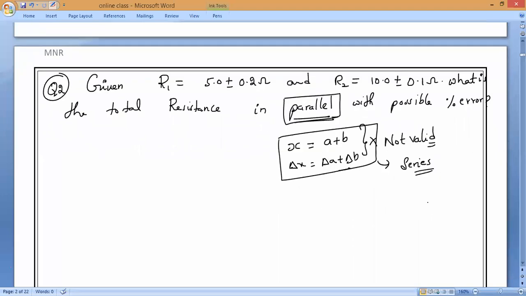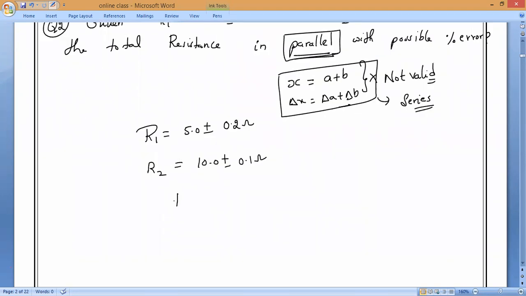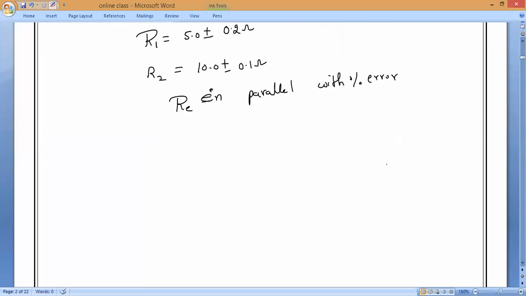Given data: R1 is equal to 5 plus or minus 0.2 and R2 is equal to 10 plus or minus 0.1 ohm. They are asking for the equivalent or total resistance in parallel, with percentage error. We know the parallel connection formula from class 10: 1 by R is equal to 1 by R1 plus 1 by R2.